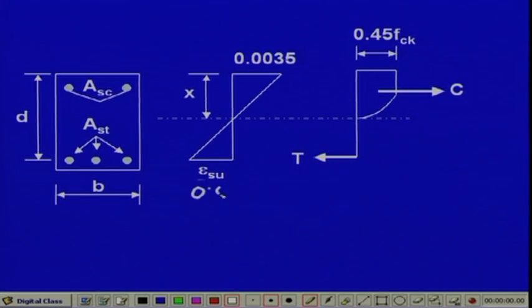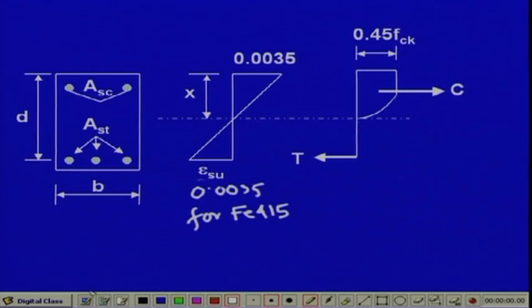So, 0.0035 for Fe 415. What we can do, our strain diagram, 0.0035 concrete always same, but the other side it is dependent on the steel reinforcement you have used, and we shall use this stress block. The stress block you are using is this one.